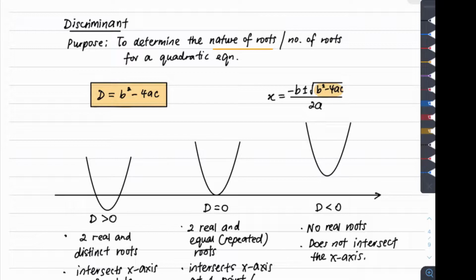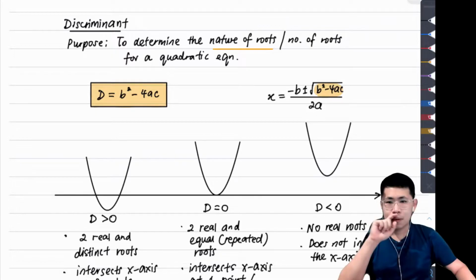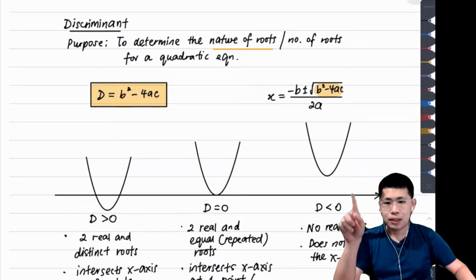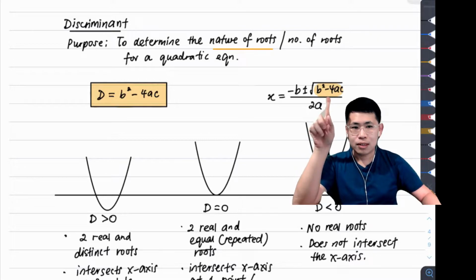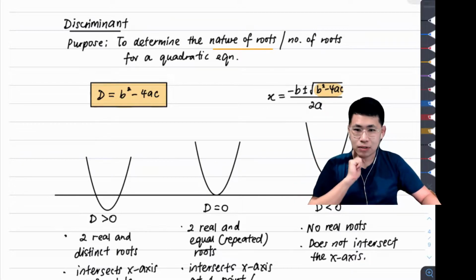Where can we find this? We can find this up here, inside this part over here, right? Based on the formula, you see this orange little part over there, right? So that will be our b squared minus 4ac.